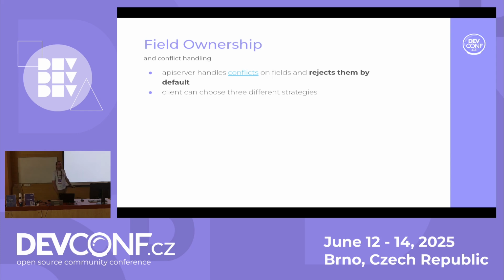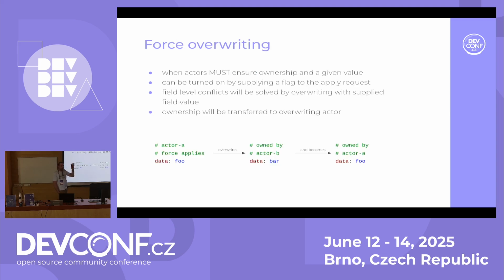To cope with those conflicts, clients basically have three different strategies. One is you just say, I don't care. I will overwrite whatever was there in the field before, and I will take ownership. So if I specify a field and it is already in the system owned by another actor, and I specify I want to force override this, I want to force conflicts, then I will take over this value, and the system will now also track that I have become the new owner. Most controllers will work like that. For example, a replica set controller that owns pods will want to just force the values into the pod object.